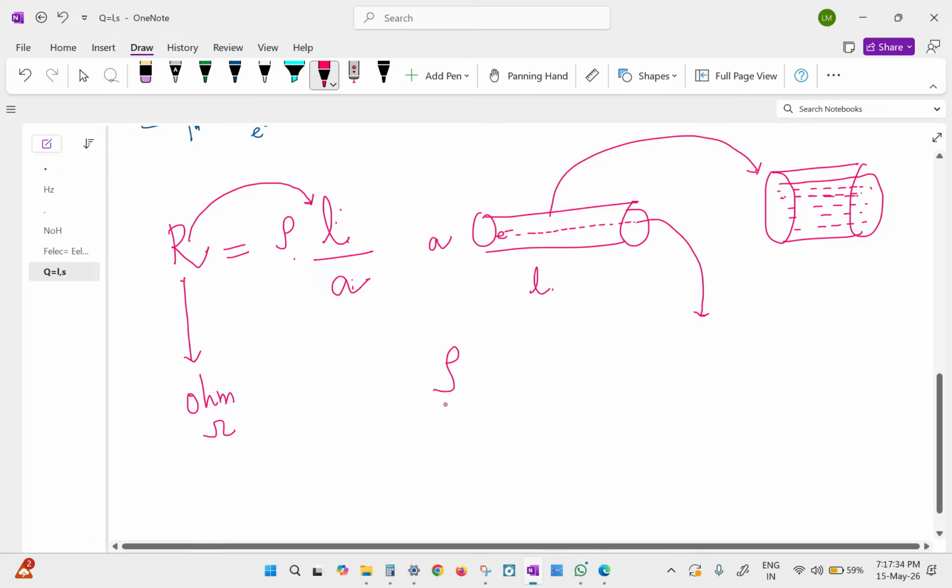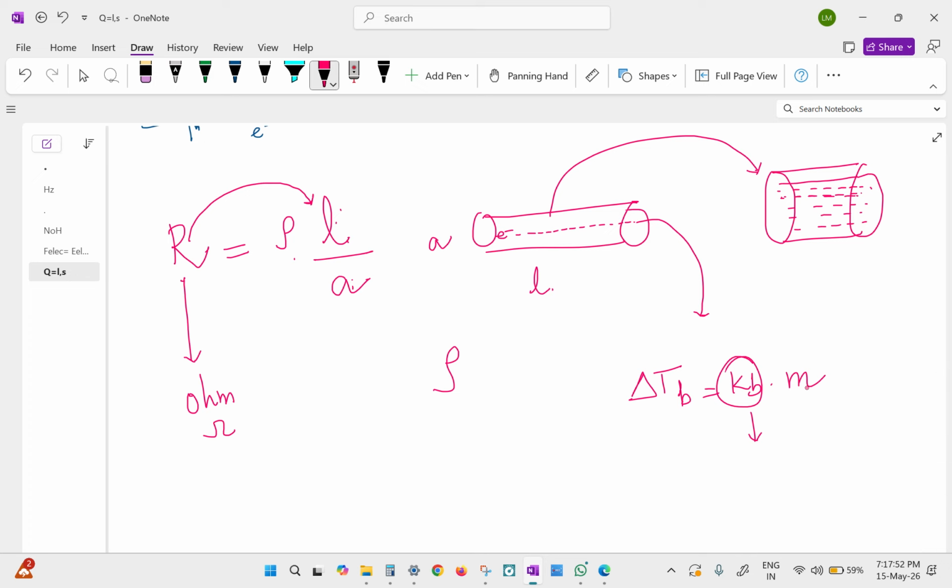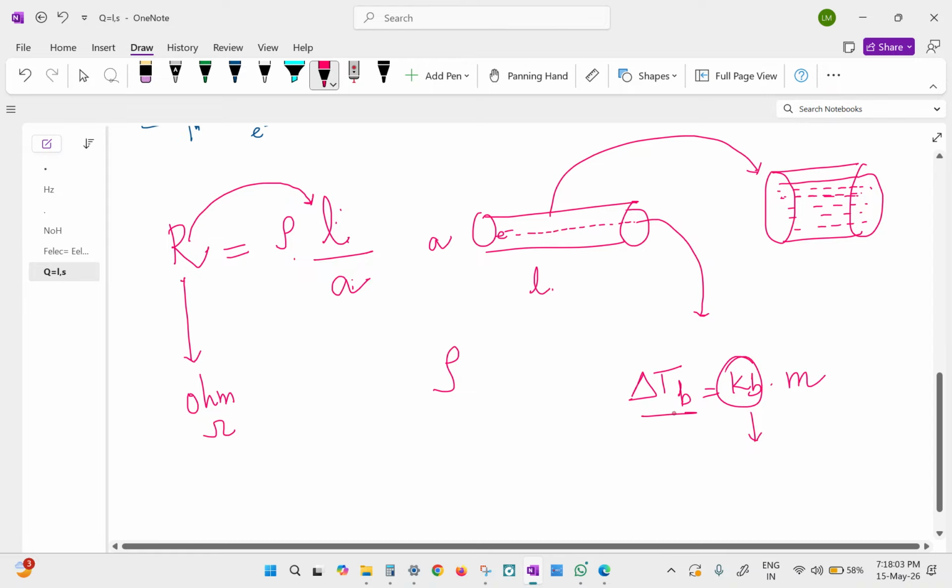How do you define resistivity? Yes, it's a constant. How do you define the resistivity? I'll remind you of something. Delta Tb is equal to Kb times m. How do you define the Kb? Kb is the elevation in the boiling point when the concentration of the solution is 1 m. Yes, ma'am. Elevation in the boiling point for a 1 molal solution. How do you define rho? The resistivity.